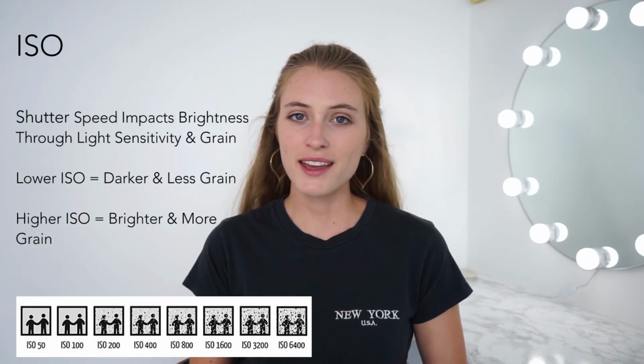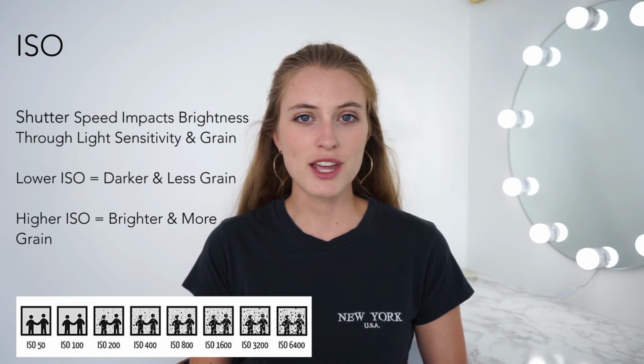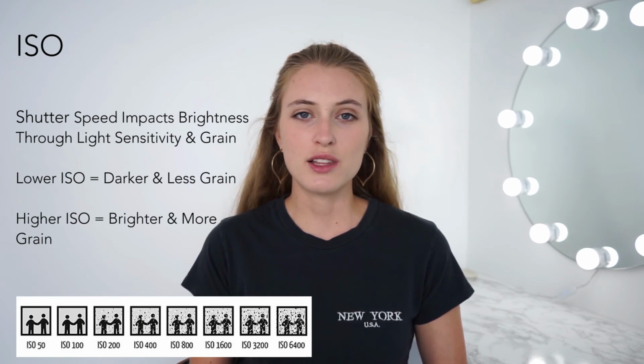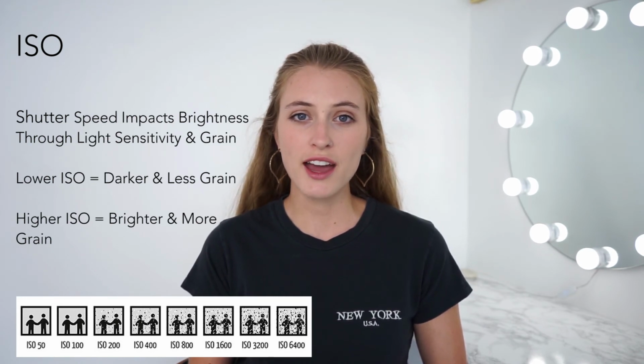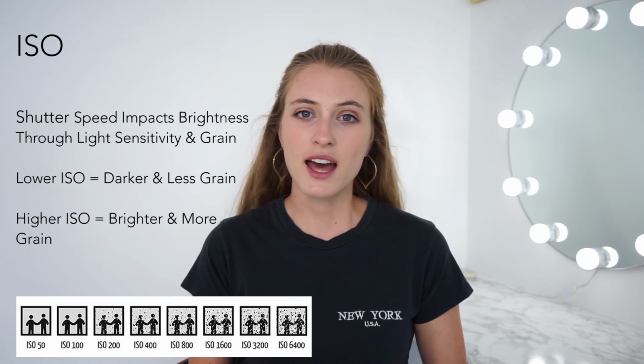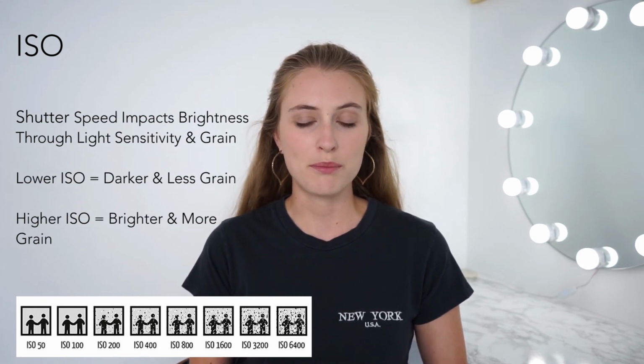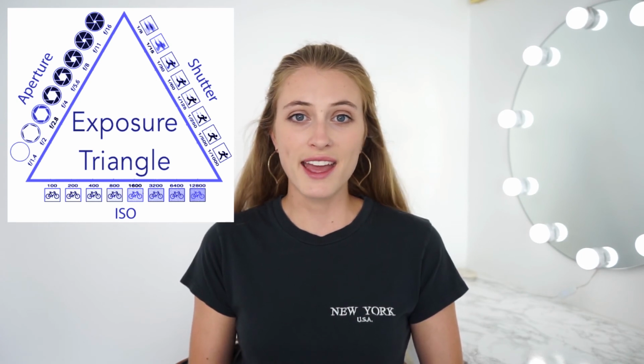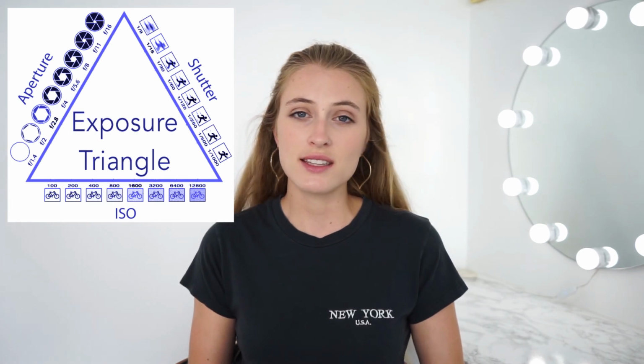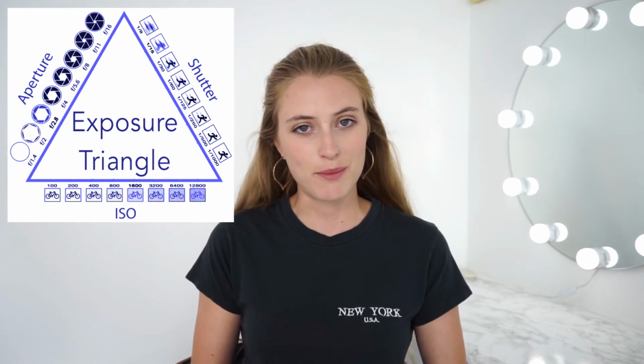To recap, ISO affects your camera's light sensitivity, the brightness of your image, and the grain of your image. A lower ISO will be darker and have less grain, whereas a higher ISO will be brighter but have more grain. Once again, refer to your manual to figure out how to change your ISO. When you use a combination of these three settings, you're able to determine how your final image will look, and it gives you full control over the brightness, darkness, depth of field, and sharpness of your image.